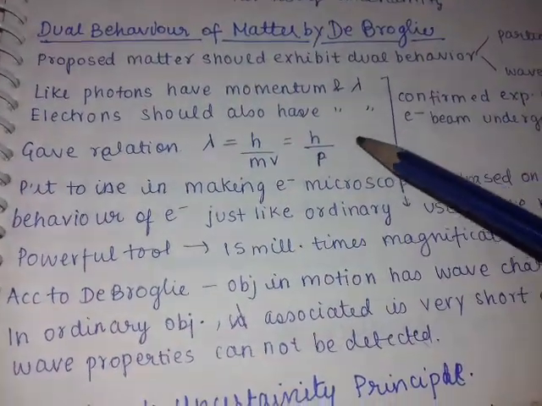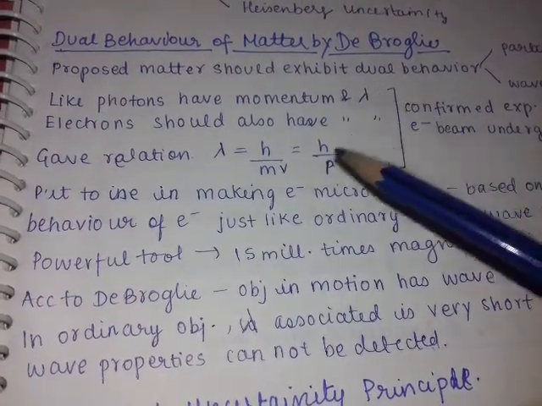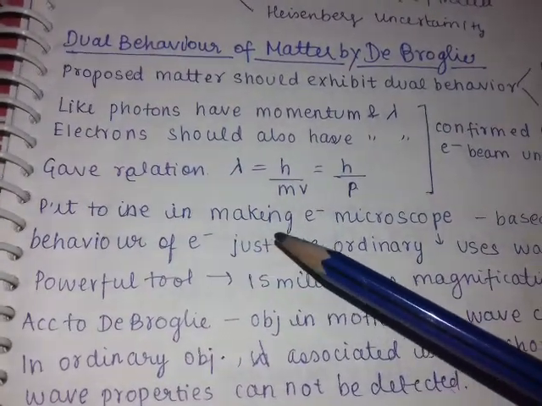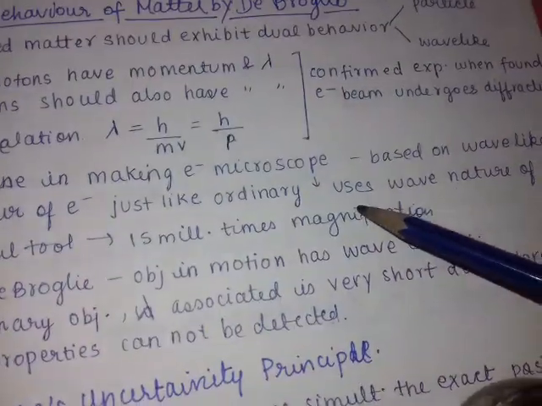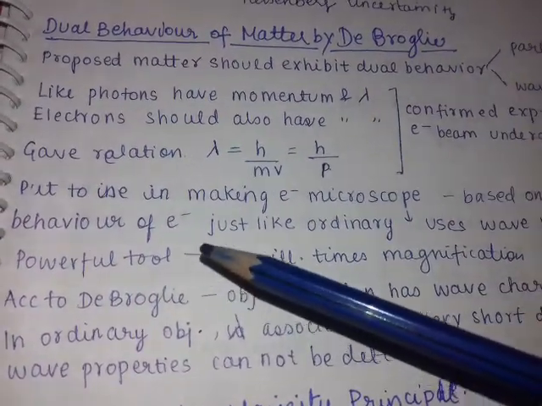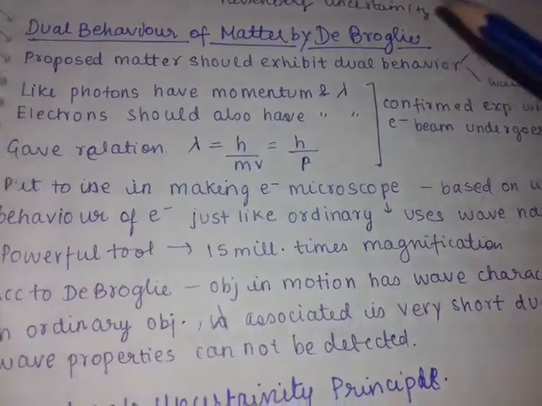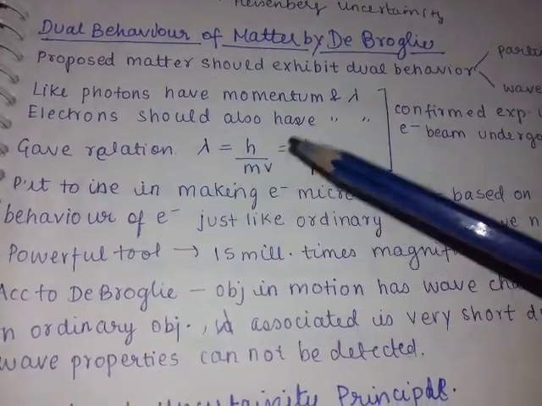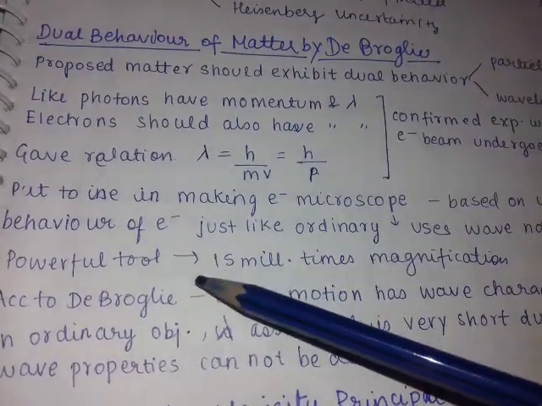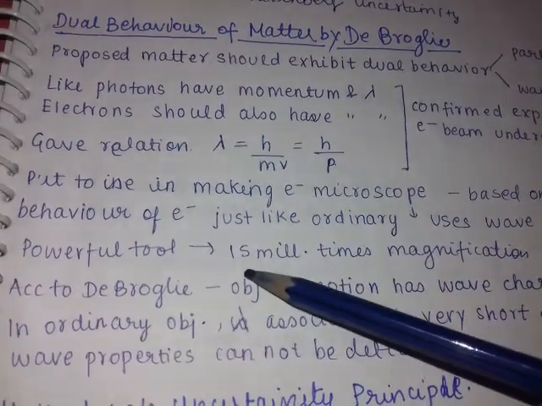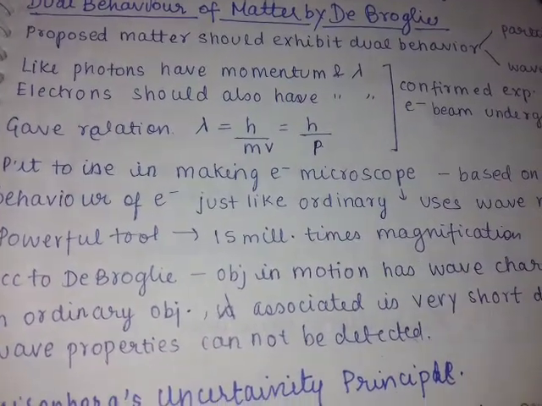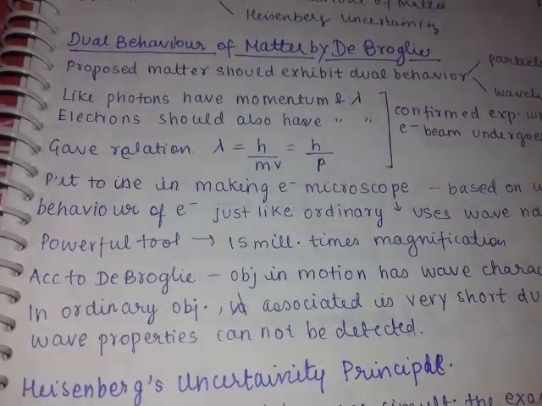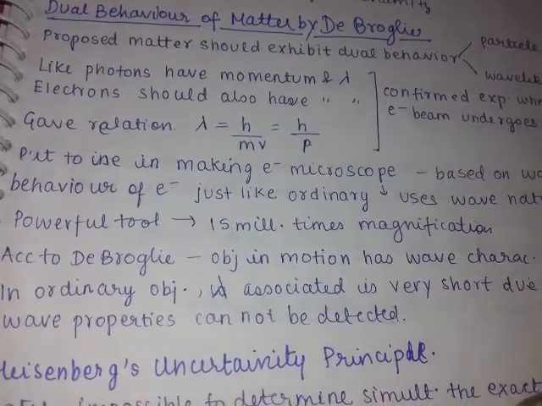Now this principle was put into use in making the electron microscope, which was based on the wave-like behavior of electron. Since an ordinary microscope uses the wave nature of light, the electron microscope uses the wave nature of electron. It is a very powerful tool and it can magnify up to 15 million times.